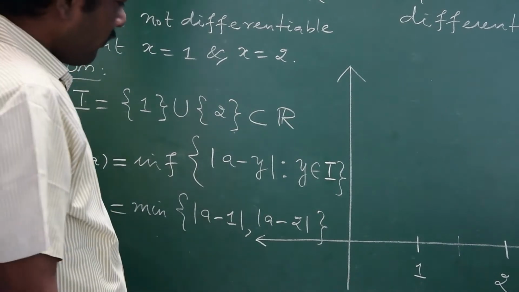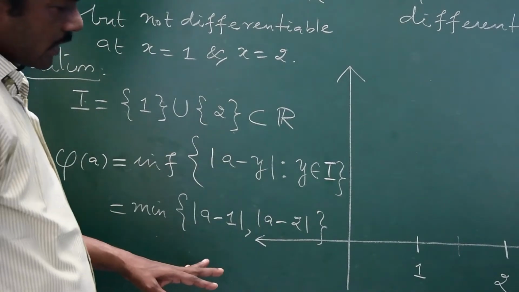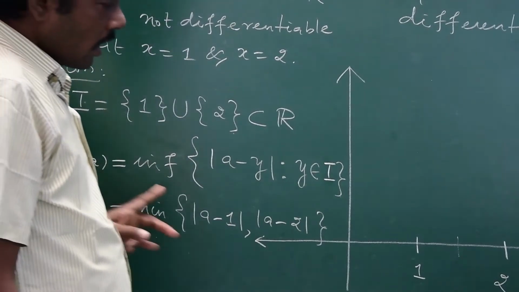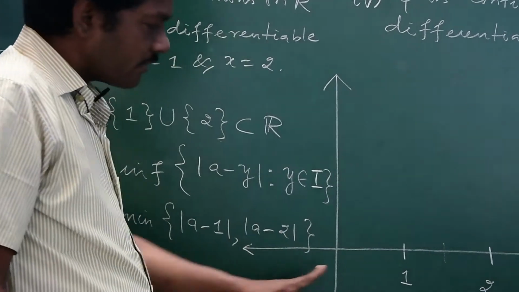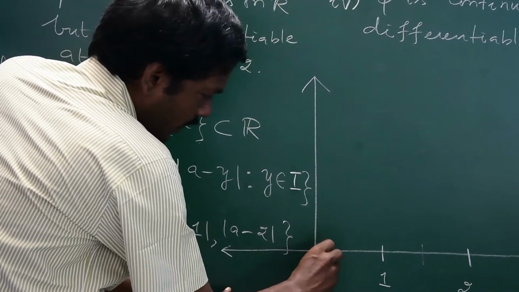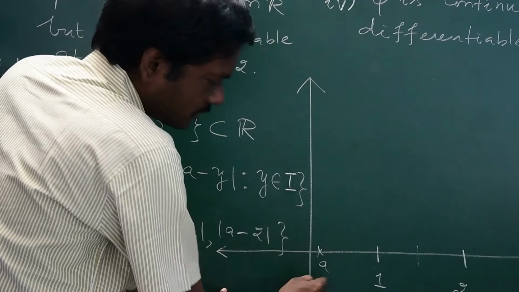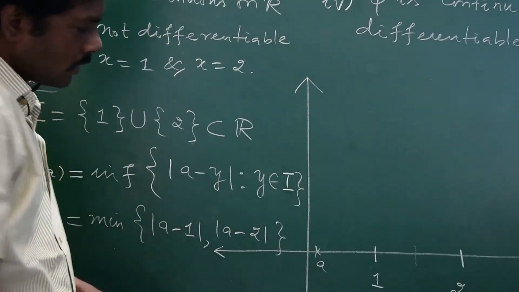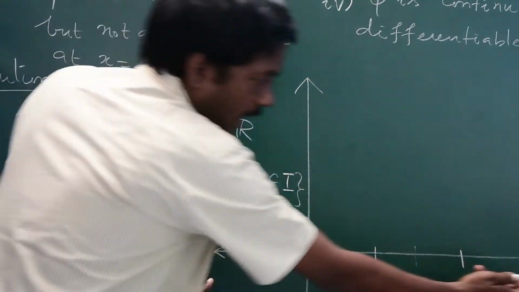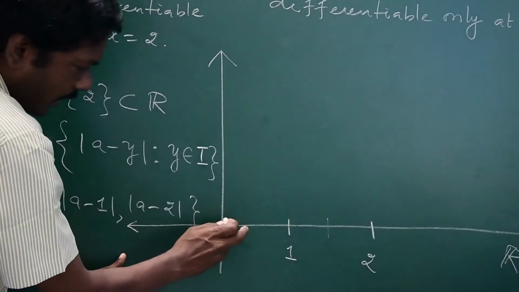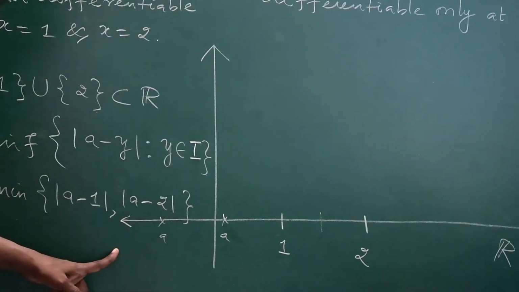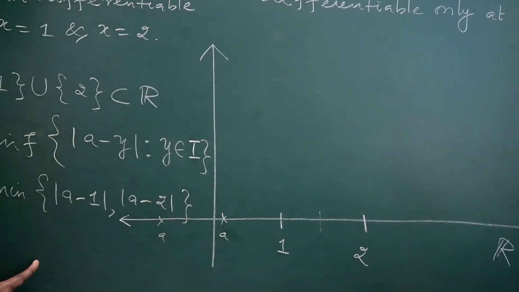So what do we do there? To find the minimum, you take a to be a real number. Suppose a lies to the left of 1. You can take any point on the x-axis, which is the real line. You can take any point, so you can call it a. Or you can take a to be here. So anywhere on the left of 1.